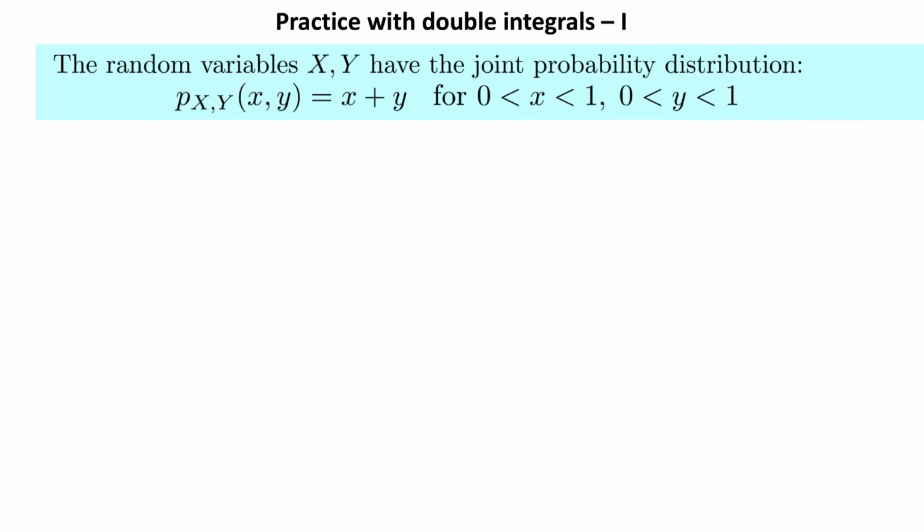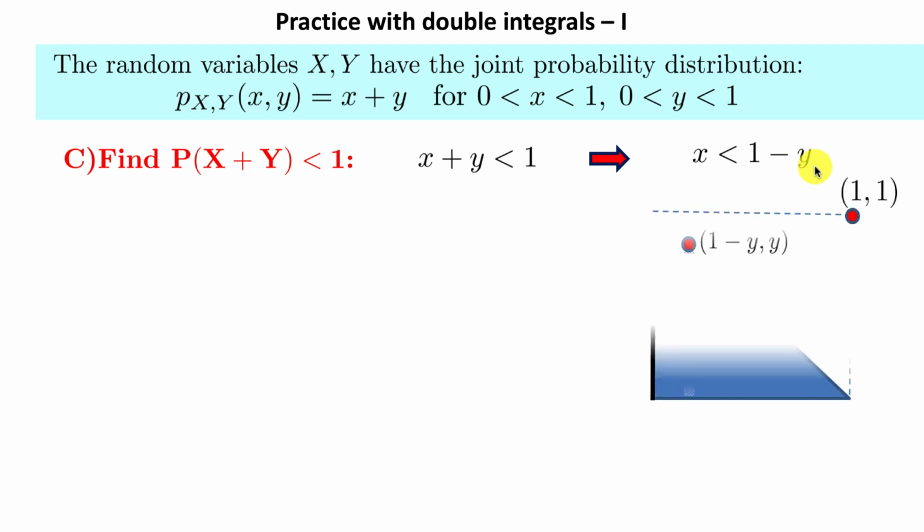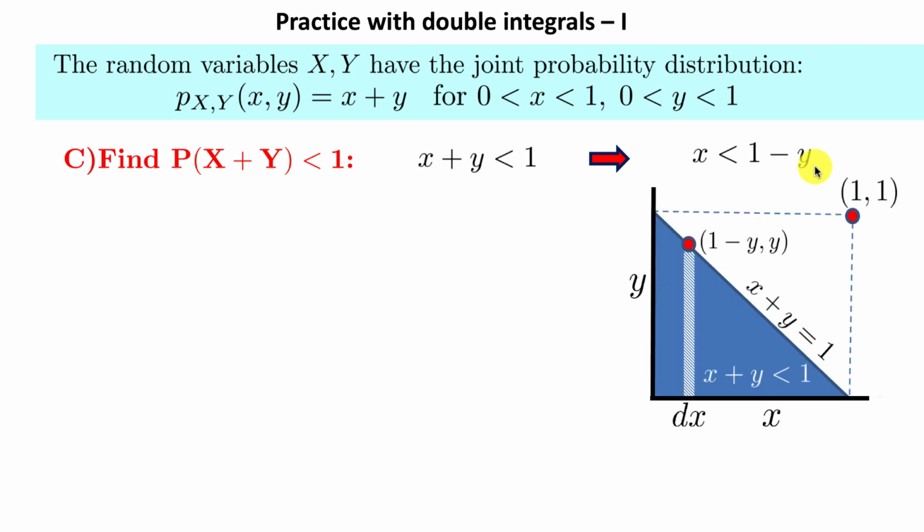That was fairly trivial. Now let's go on to ask, what is the probability that the random variable x plus the random variable y take values which are less than 1? In other words, in this region where x plus y is less than 1. Well, of course, if x plus y is less than 1, that means that x is less than 1 minus y. And it is best to picturize this.